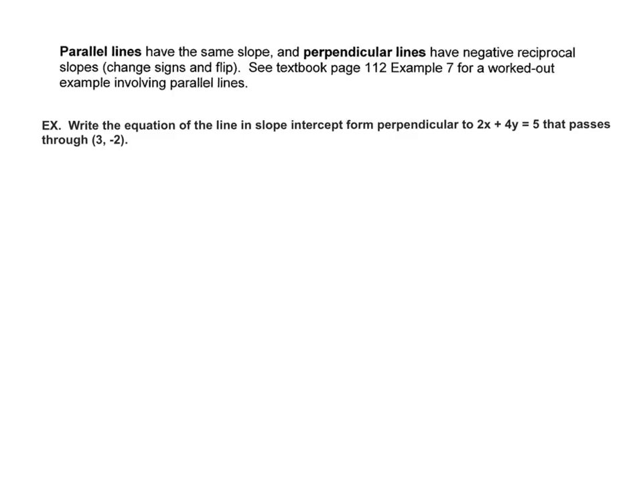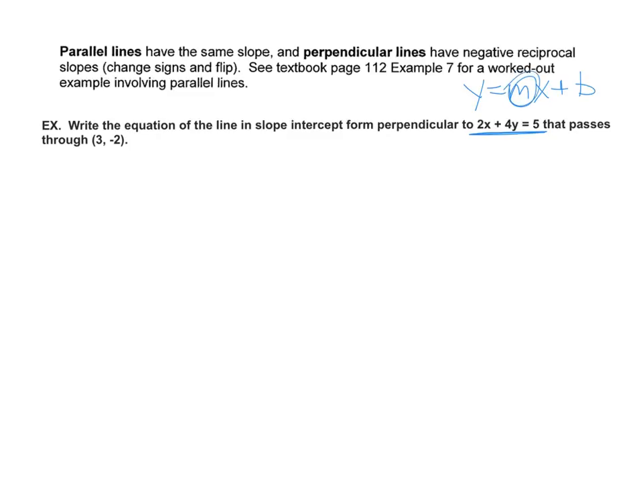So it says write an equation of the line in slope-intercept form perpendicular to 2x plus 4y equals 5 that passes through (3, -2). So perpendicular lines have negative reciprocal slopes. I need to know about the slopes. If I look at the line that they gave me, I can figure out its slope if I get the y by itself, because when the y is by itself, the slope is the number in front of the x.